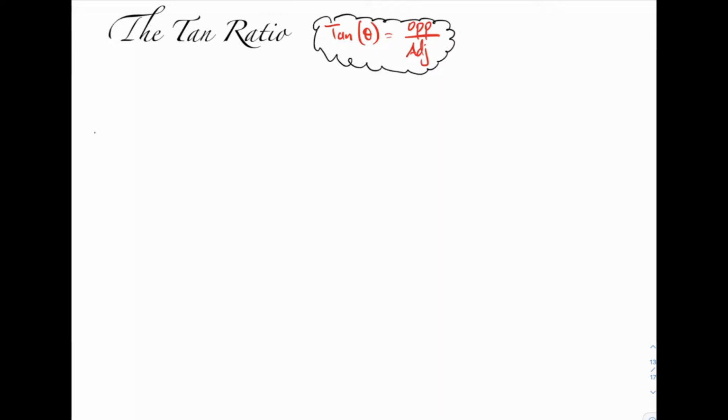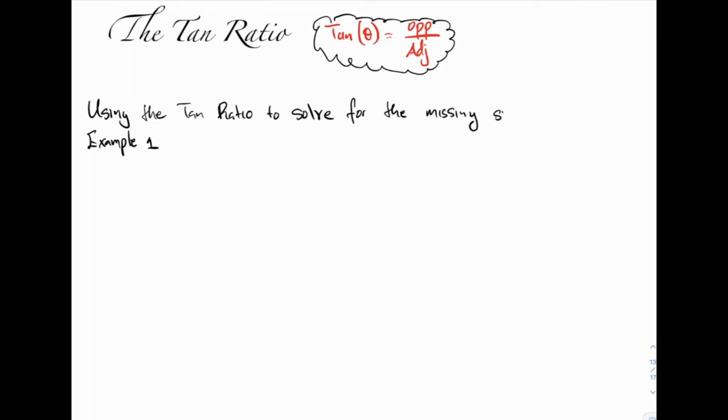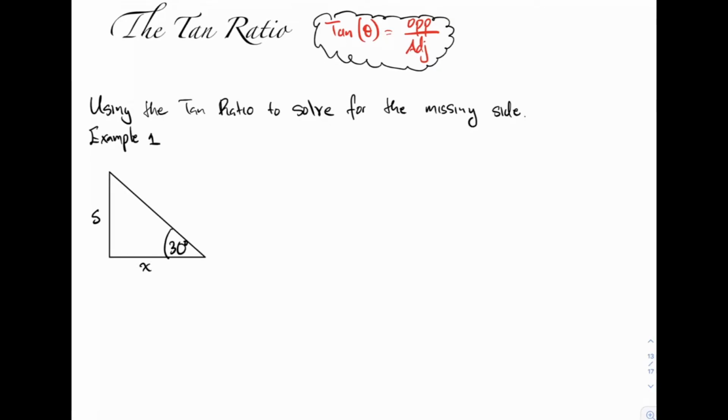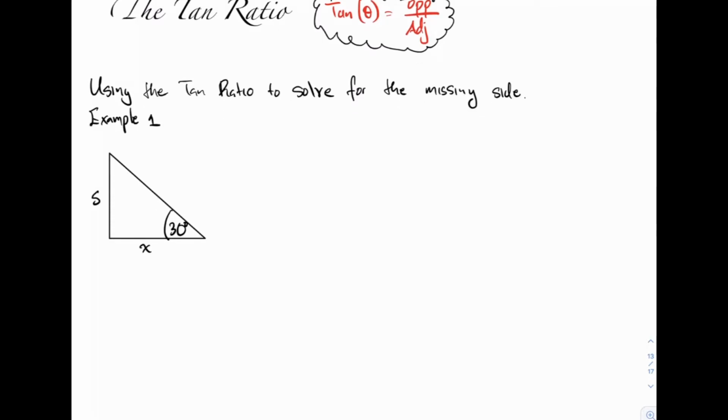Example number 1, using the tan ratio to solve for the missing side. Here we have our right trigon, and I'll give you the angle 30 degrees. This side is 5. We need one of these sides to be missing, so here I'll choose this side to be the missing side in this example, and we'll try to find the value for x.